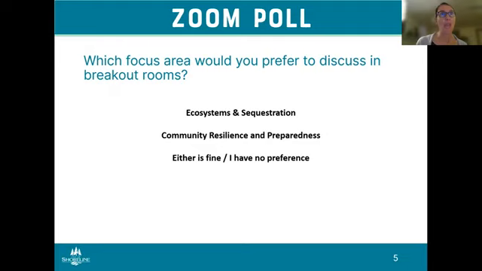If you can pick, you may not have a preference in terms of which breakout room you want to go to. But if you do, we want to make sure to get you in that breakout room, whether it's trees and ecosystems or it's community resilience and preparedness. If either is fine with you, then we'll pre-assign you to one of those 2 breakouts. We'll give you all a minute to take this. And let me know, Haley. I see it on my screen too when we've got full participation.